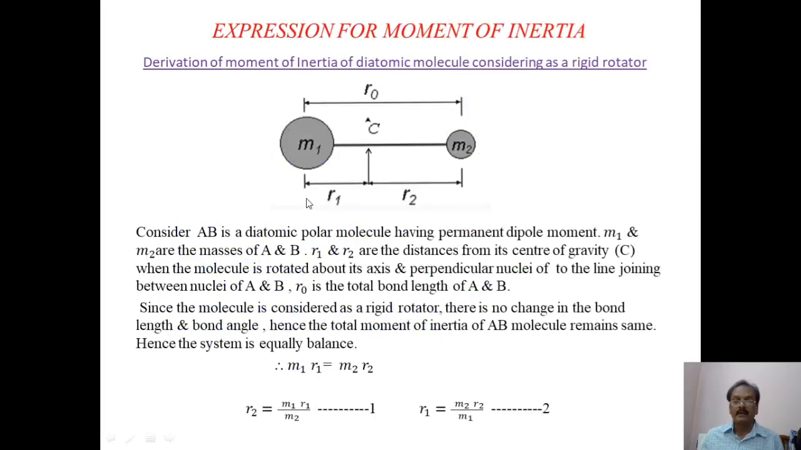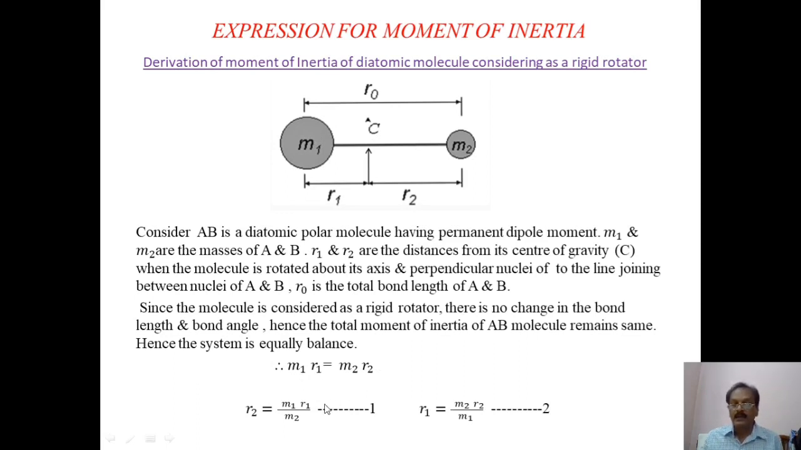Since the molecule is considered as a rigid rotator, there is no change in the bond length and bond angle, hence the total moment of inertia of the AB molecule remains the same, hence the system is equally balanced. That means from the center of gravity, M1 R1 is equal to M2 R2. For further discussion, we shall go for some rearrangement here.